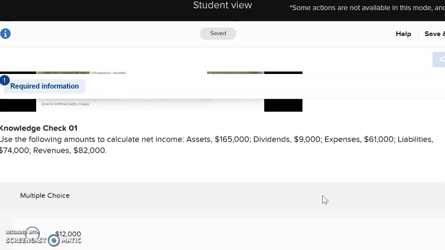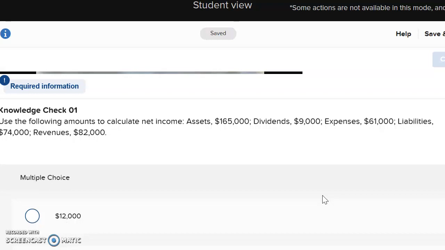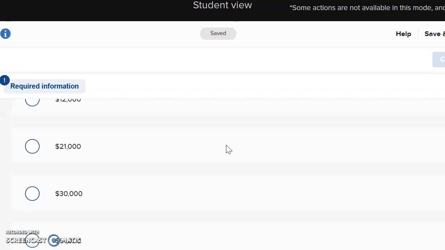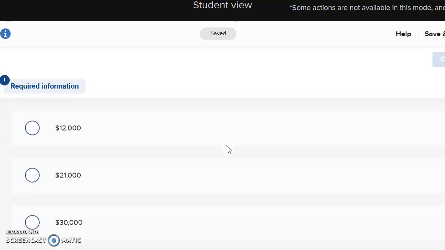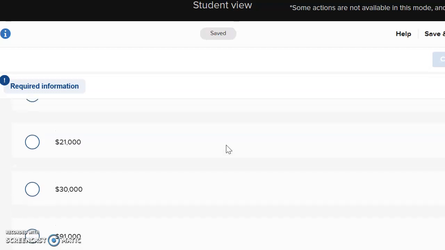So the first question is, use the following amounts to calculate net income. If your assets are $165,000, dividends are $9,000, expenses are $61,000, etc. So, of course, net income equals income or revenue minus expense. So you can determine the answer. And if you just want to put number one and then write down your answer on a sheet of paper, you can give that to me and then I'll grade it. Okay, so let's go on to the next one.